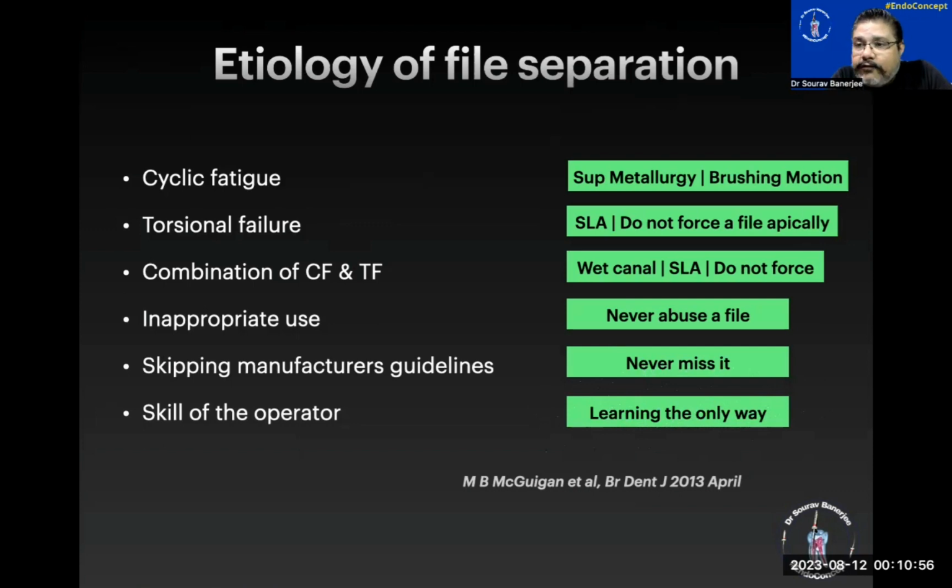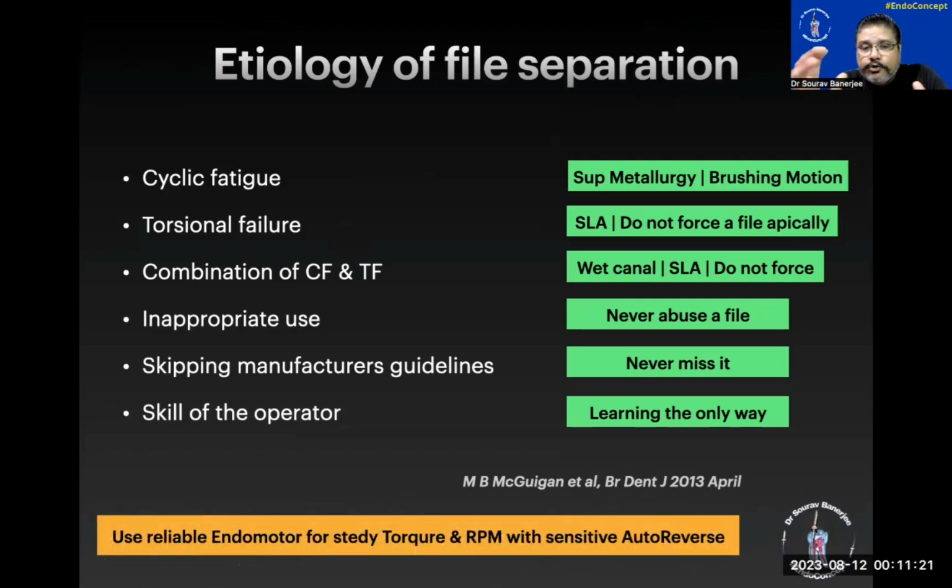And again, skill of the operator: learning is the only way. If you want to retrieve a file from a root canal, you have to master the use of the dental operating microscope. You have to master hand, mirror, and eye coordination. You have to master the use of ultrasonic instruments. And finally, you should always use a reliable endomotor for steady torque and RPM. It should have a sensitive auto reverse built in that will always prevent file failure unduly.